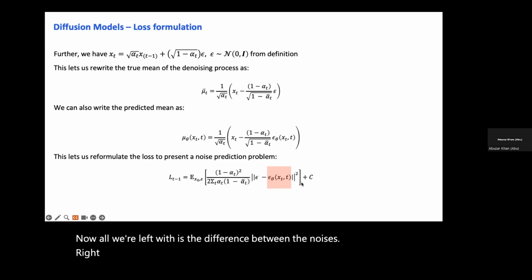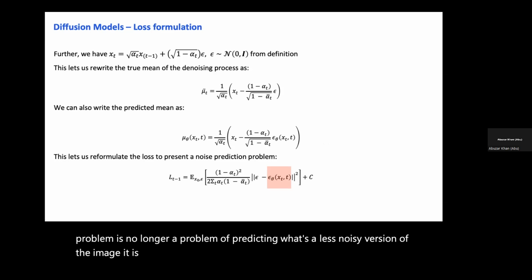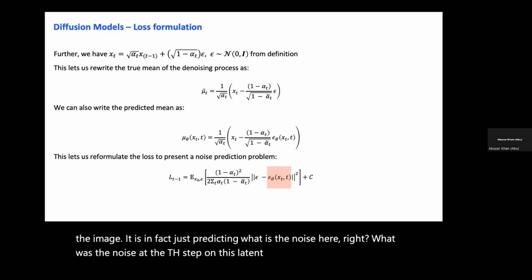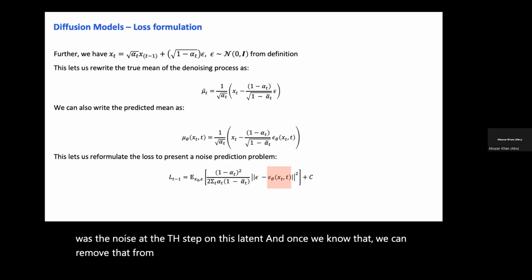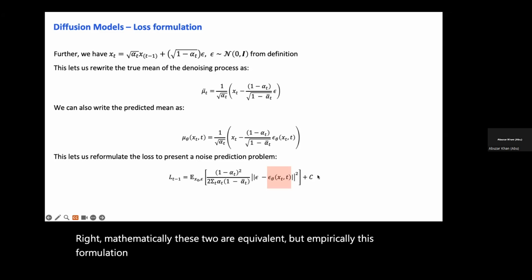And the reason why this is very, very powerful is that now our problem is no longer the problem of predicting the image. It is in fact just predicting what is the noise here, right? What was the noise at the tth step on this latent? And once we know that, we can remove that from our image and immediately we have a less noisy version, right? Mathematically, these two are equivalent, but empirically, this formulation tends to work a lot better than trying to predict the whole image.